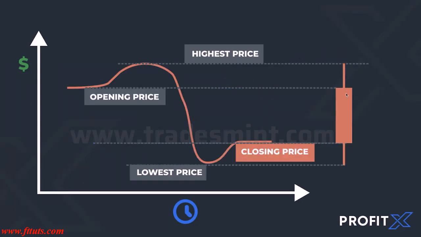The bearish candle is the candle that goes down. So price starts here. This is the opening price here. And it went up, okay? That's the highest price it ever reached here. Then it went all the way down here. This is the lowest price it ever reached. And then it comes back up, and this is the closing price.